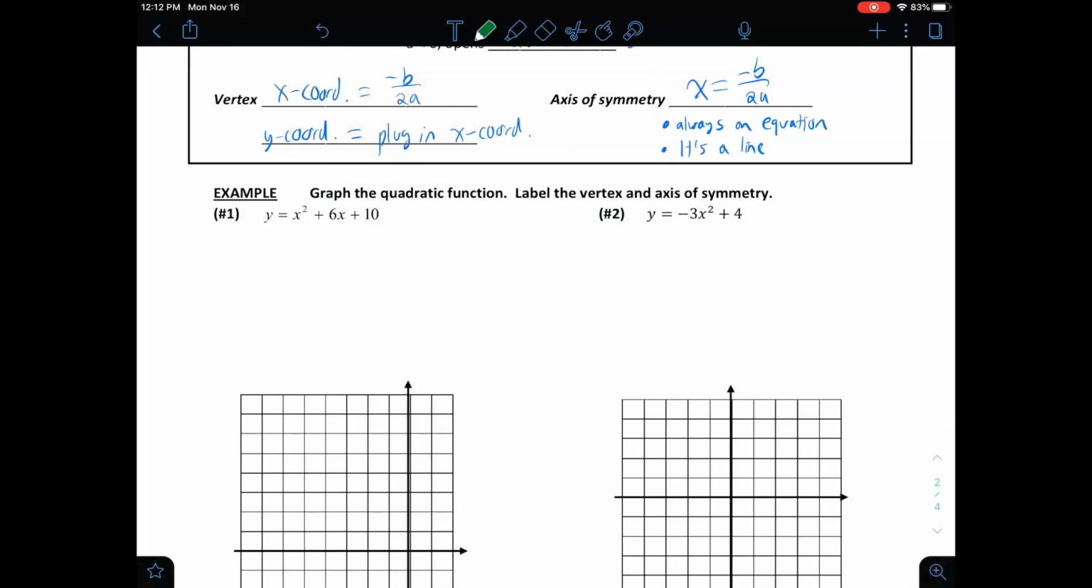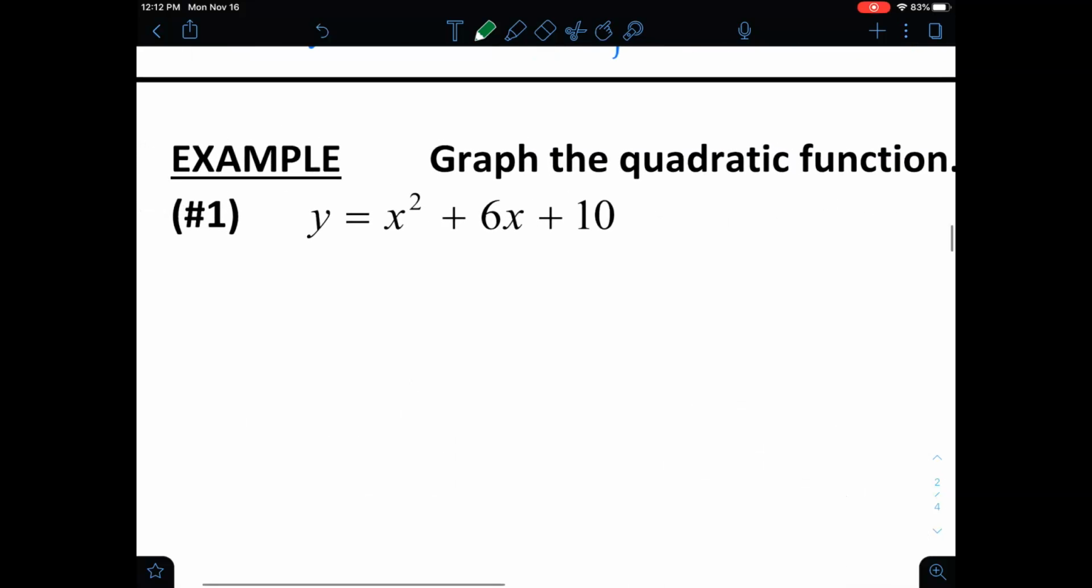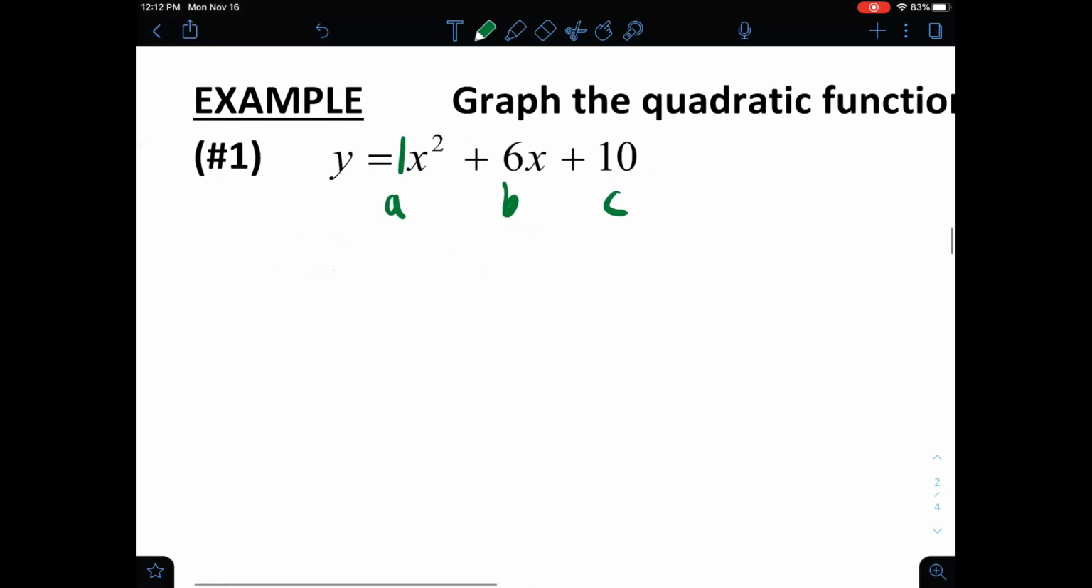So we have, this is graph the quadratic function, label the vertex and axis of symmetry. All right. So we have y equals x squared plus 6x plus 10. So we got to find our a, b, and c. Well, there's a 1 in front of the x squared. So a is 1, b is 6, c is 10. So let's find the vertex.